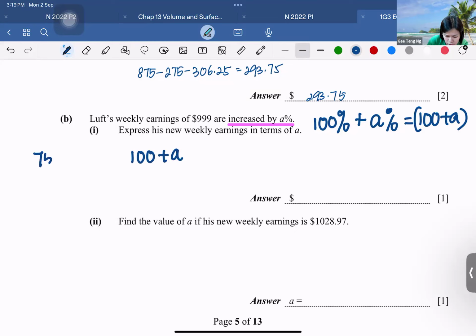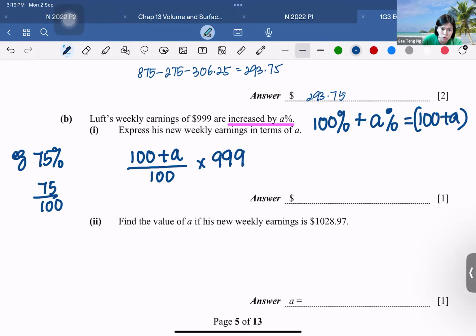Let's say I got 75%. 75% can be written as 75 over 100. Example, so if now I want to find the actual value itself, I'll take this percentage over 100 times 999. Then of course we need to try to simplify it out a little bit. Personally, I don't like decimal places. Some of you will do decimal places, but I really don't like decimal places. So I will just write this whole thing, multiplied with 999.